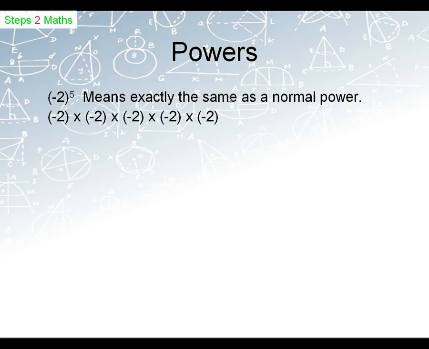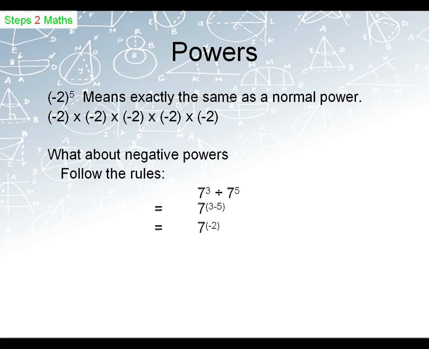Okay? So if we've got negative 2 squared, we'll have positive 4. If we have negative 2 to the power of 4, we'll have positive 16. If we have negative 2 to the power of 5, the result is negative 32. So every time you multiply by a negative number, you're changing sign. Let's have a look at the other notion.